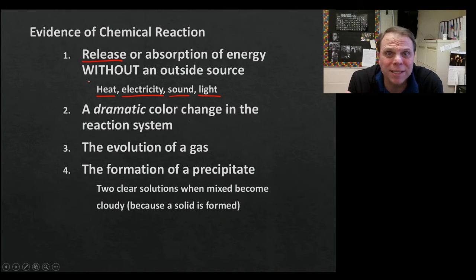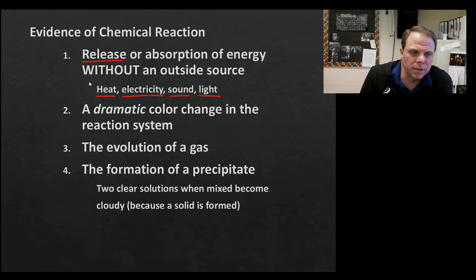Heat and fire, electricity, car batteries. Sound, you hear like little explosions, right? Light, the light that's given off in a firework or in a fire, things like that. So release of energy, absorption of energy could also be another great indicator of a chemical change, but we don't usually think about absorption of energy as much as the release of it.